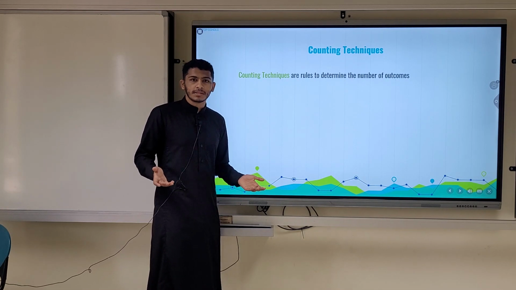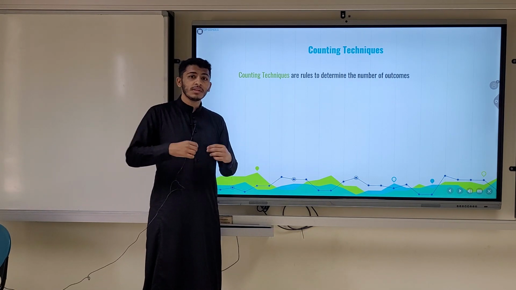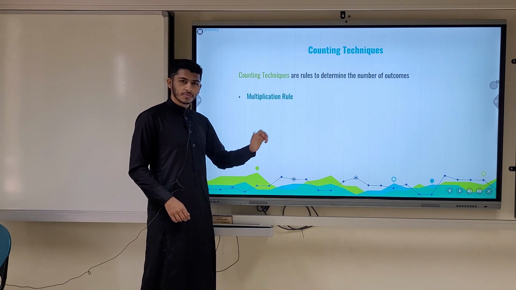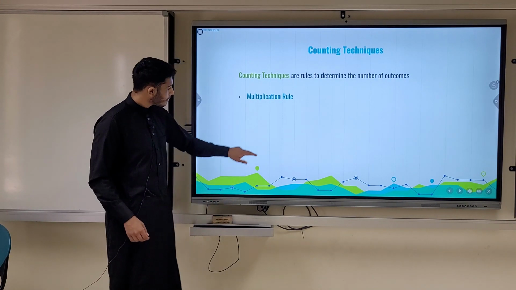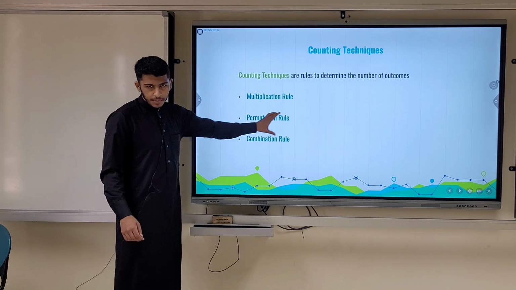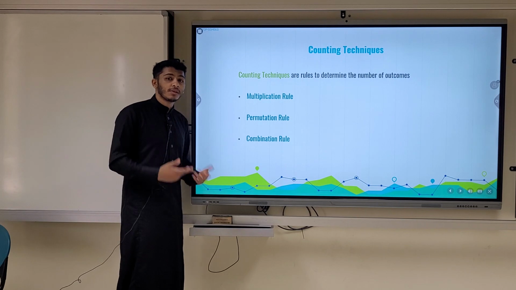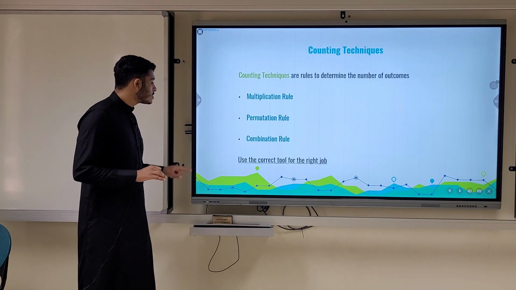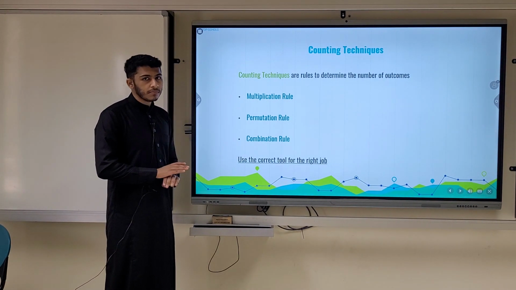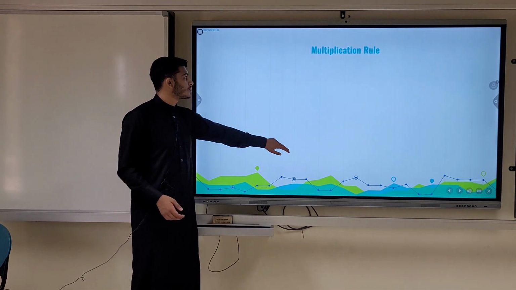However, let's say we have a really complex random experiment or a really complex event, and we want to find the number of outcomes for it. We're going to use one of these 3 counting techniques. The first one and easiest one is the multiplication rule. And the second one is the permutation rule, and the third one is the combination rule. These 2 people often confuse together all the time, so you just need to practice them more so you can get a better feeling for them. And make sure that you always use the correct tool for the right job, because if you need to use multiplication and you use one of these 2, you're going to get a totally different result in a totally different dimension. So yeah, let's talk about the multiplication rule.